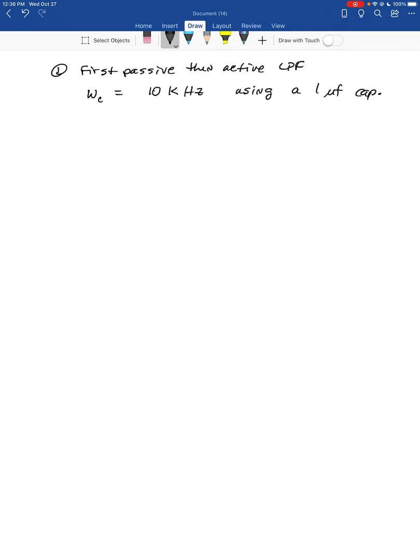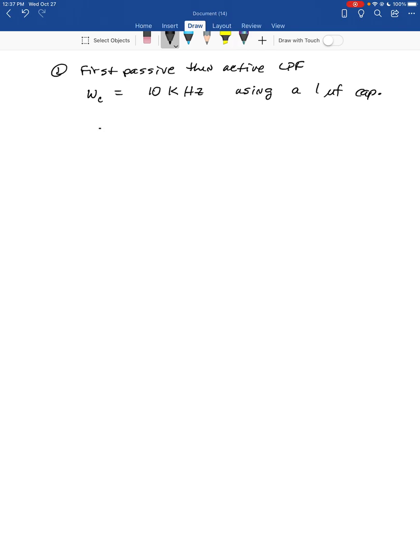So we're going to start with problem 1, which says design first a passive and then an active low-pass filter with a cutoff frequency of 10 kilohertz using a 1 microfarad capacitor. You're also asked to use MATLAB to plot the Bode plot for the filter transfer function. We haven't covered Bode plots yet, but we will come back and do that so that you can see that everything is consistent with the suggested homework, and Bode plots are included on the first exam, so that's going to be important. All right, so first a passive and then an active, and it is a low-pass filter.